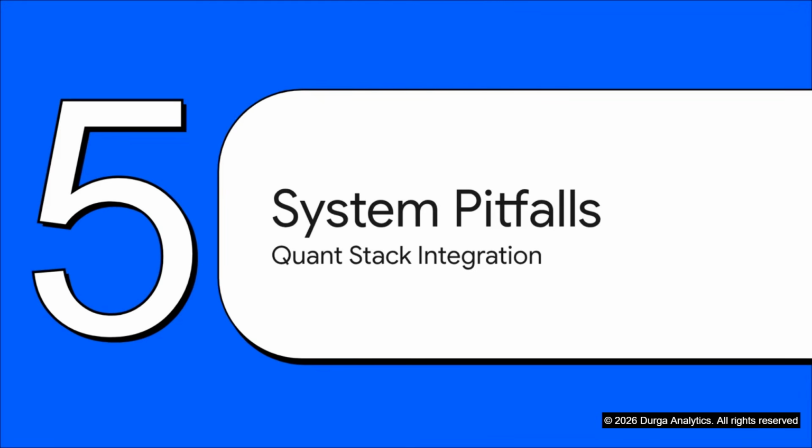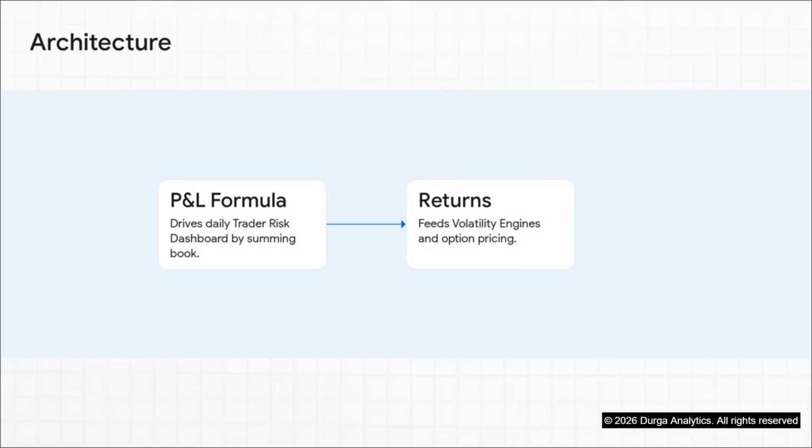Let's look at Section 5, System Architecture and Pitfalls. How we integrate this with the broader quant stack. You might be wondering, how do these seemingly isolated formulas plug into the enterprise systems we'll be building in later modules? Well, they aren't just textbook equations, they are literal architectural components. Step 1, that simple P&L formula, position times new minus old, will literally be the engine driving the daily trader risk dashboard when we get to Project 4. It'll iterate and sum across the entire book of trades.